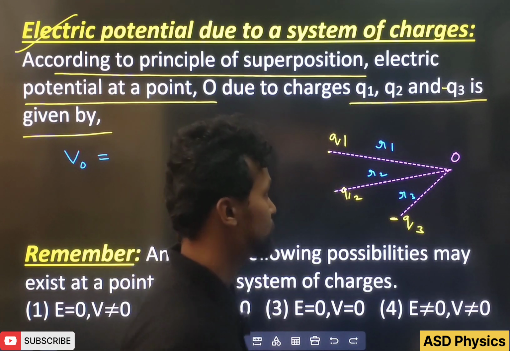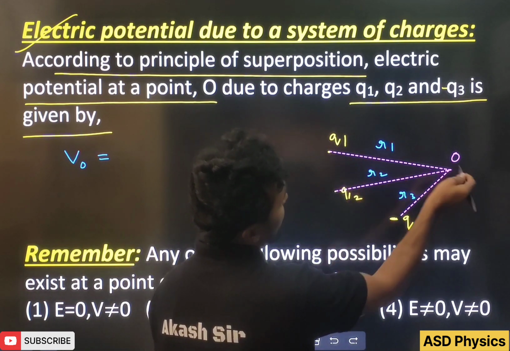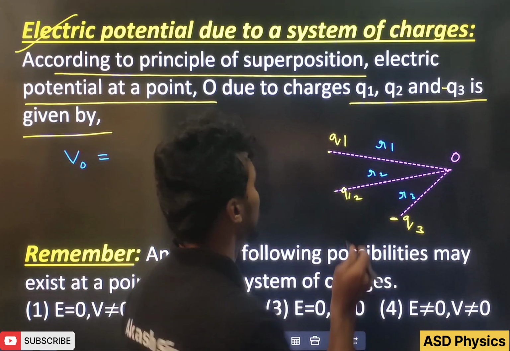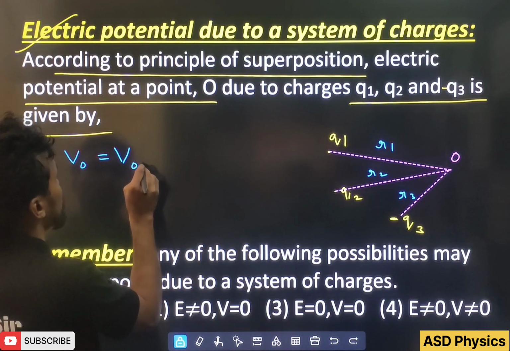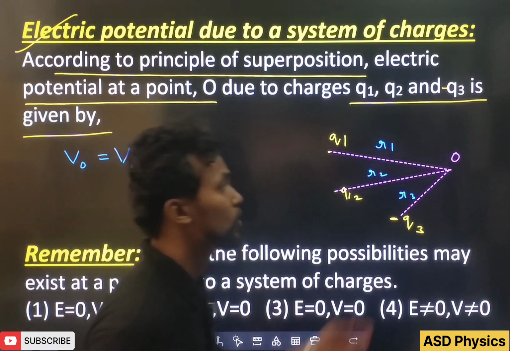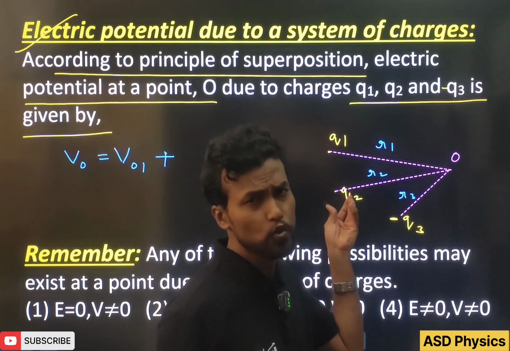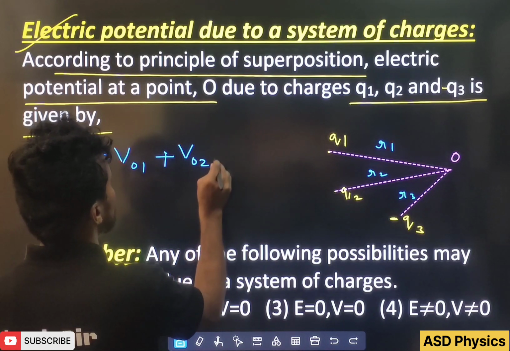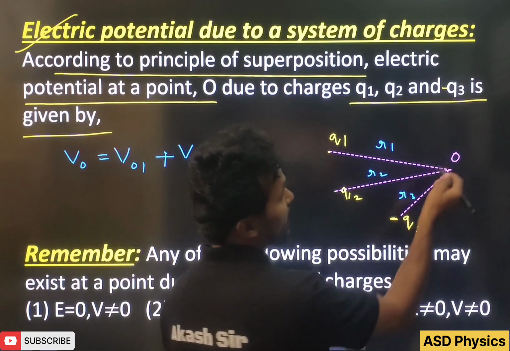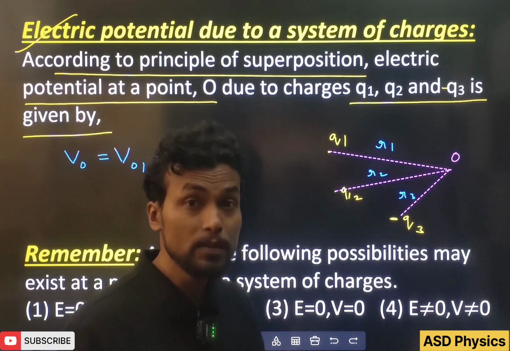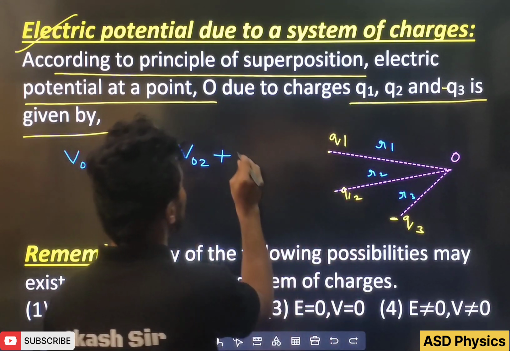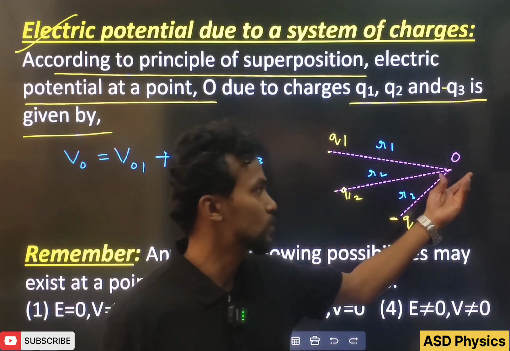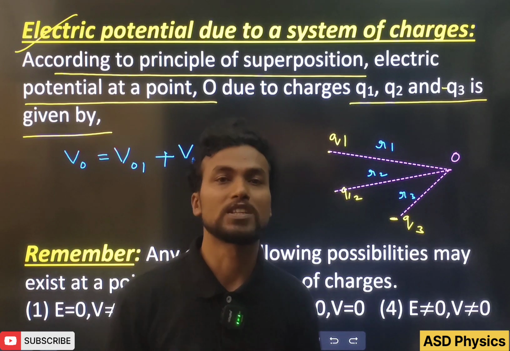Now remember this very carefully. When we are calculating potential at point O due to charge Q1, the presence of Q2 and Q3 does not matter. Similarly, let me write here, potential at point O due to Q1 is V01, plus potential at point O due to charge Q2, which will be unaffected by the presence of Q1 and minus Q3, so V02, plus potential at point O due to charge minus Q3, which will be unaffected by the presence of Q1 and Q2, that is V03. If we add all of them, we get the potential at point O due to the 3 charges. This is what is called the principle of superposition.